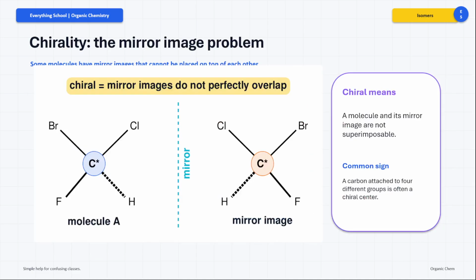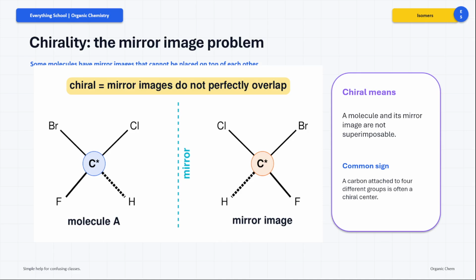Slide 15. Chirality, the mirror image problem. A chiral object is not superimposable on its mirror image. Your hands are the classic example. Your left hand and right hand are mirror images, but you cannot perfectly place one on top of the other so every part matches. Some molecules behave the same way.